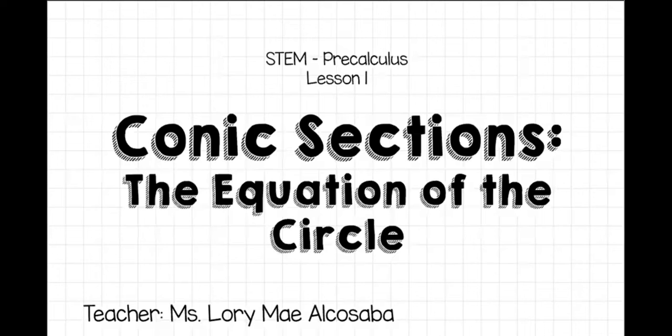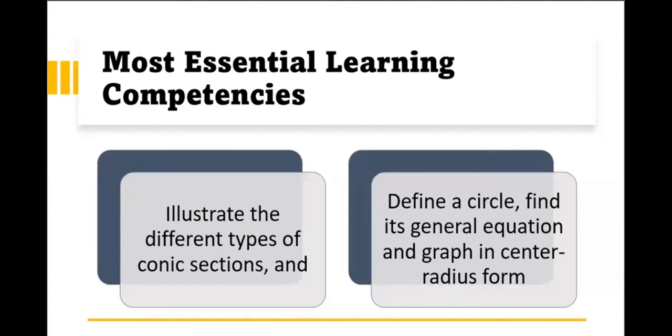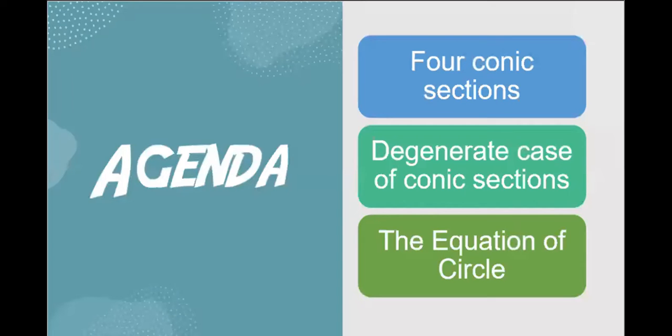So before we start with the circle, let us talk first about conic sections. Ano ba yung mga conic sections? First and foremost pala, our most essential learning competencies: illustrate the different types of conic sections and define a circle, find its general equation, and graph in center-radius form. So meron tayong tatlong agenda. First, we will be talking about the four conic sections, the degenerate cases of conic sections, and lastly, we will be delving into the first type of conic section, which is the circle.